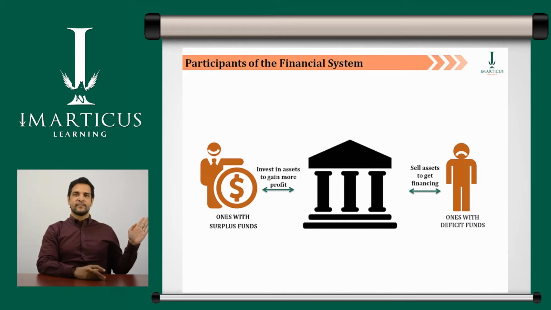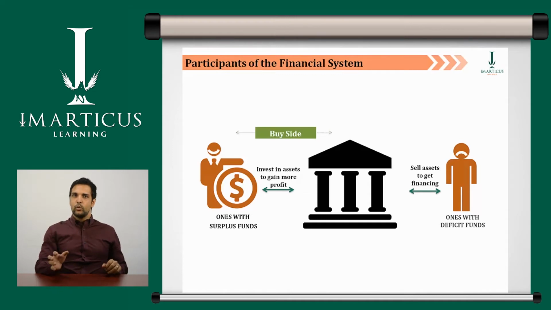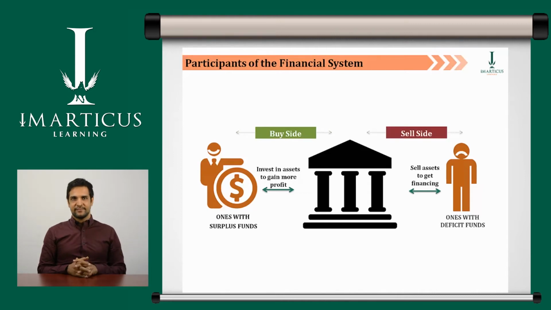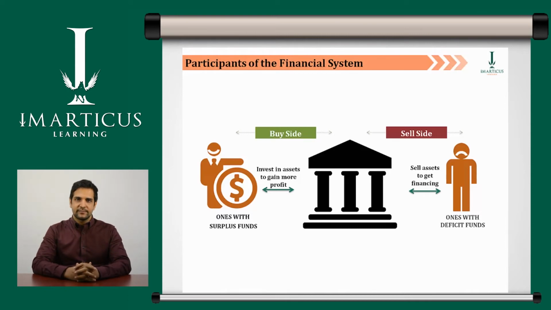In the diagram, we have the buy side, that is investors who have surplus funds and buy stocks or bonds to gain more profits. On the other side, we have the sell side, the organizations and individuals in need of funds. They sell their stocks, issue bonds, or pay interest to raise funds. The buying and selling of equity shares and bonds is done through an exchange, and thus they become important participants in the financial market.